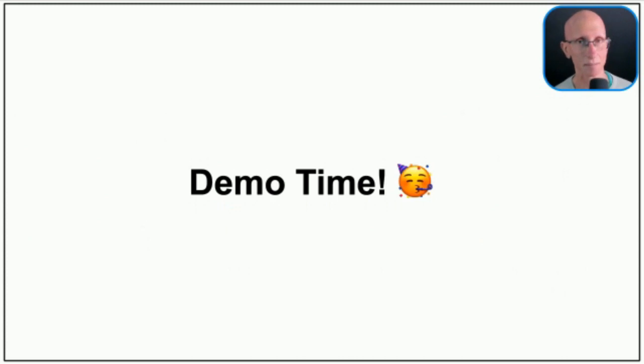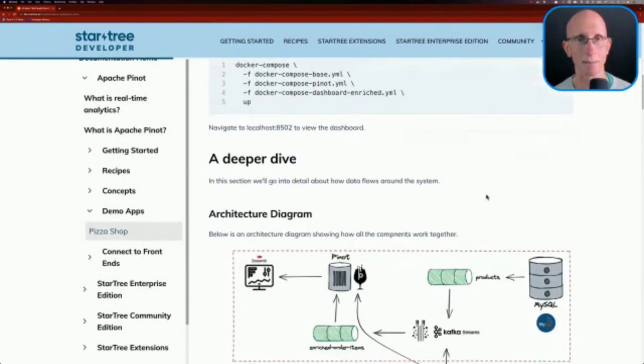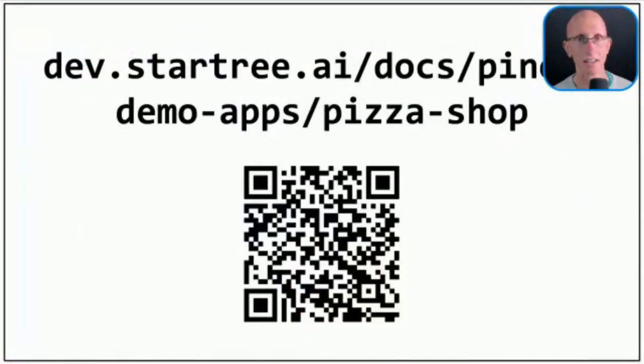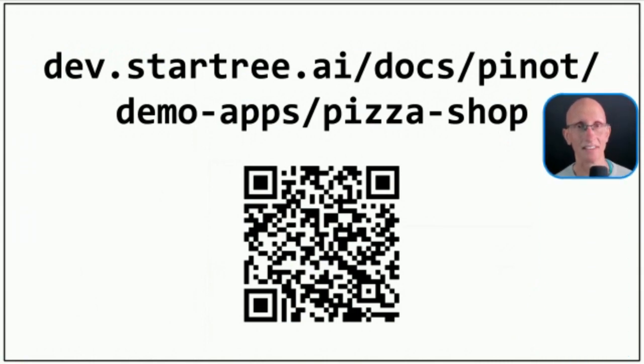Now we're going to have a look at a demo. So how can we actually put all these tools together? And we're going to be using the All About That Dough Pizza Shop demo app that I've been working on. So if you want to find that to follow along, you can get it from this QR code or this URL. And now we're going to move over to have a look at the demo.